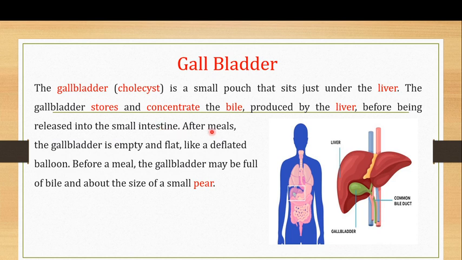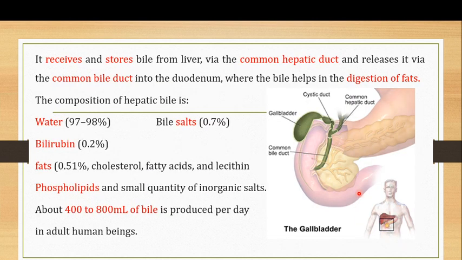Now after meals, the gallbladder is empty and flat like a deflated balloon, and the reason is very obvious, because the gallbladder has released all of its bile content into the small intestine, so its shape is like a deflated balloon and it is flat in structure. Now before the meal, as the gallbladder has bile in it, it may be full of bile and about the size of a small pear. So this is the location of the gallbladder in the body.